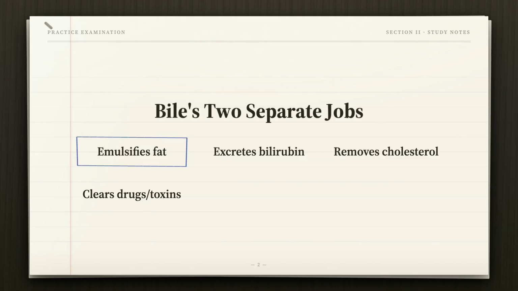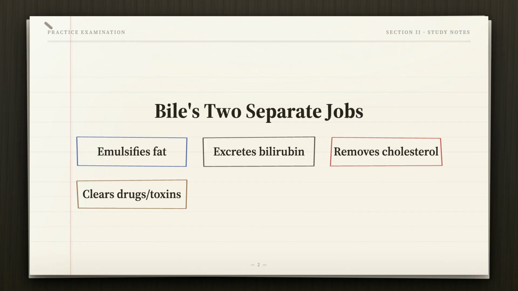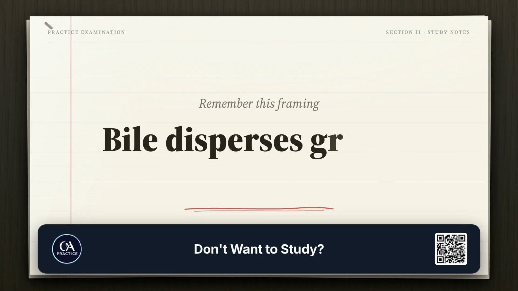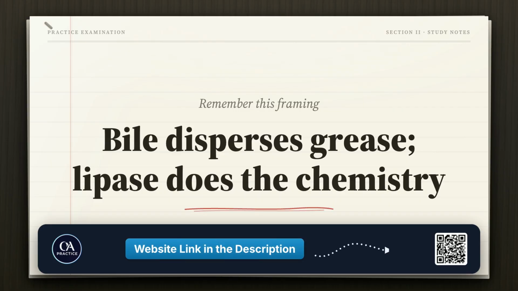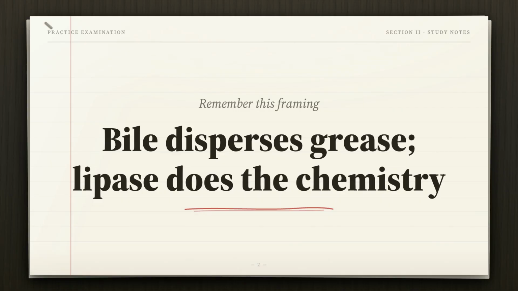Bile also runs a second, unrelated job, excretion. Bilirubin, the pigment from broken down red blood cells, has no digestive role at all. Excess cholesterol and processed drugs and toxins leave the body the same way, sharing bile's duct purely by convenience, not function. The gallbladder simply stores and concentrates this bile until a fatty meal calls for it, and when concentration goes too far, gallstones can form. But the core exam framing stays simple. Bile is a detergent, not an enzyme, dispersing fat so lipase can chemically break it down.